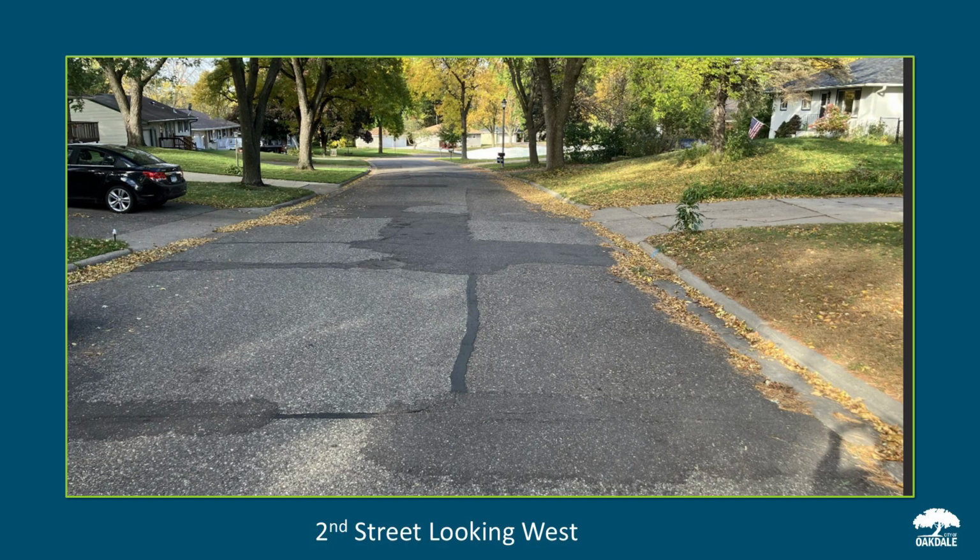Now we'll take a look at this project as it relates specifically to this neighborhood. We have a series of pictures that will show the existing conditions of the roadway. This is a picture of 2nd Street looking to the west. As you can see, there's been a lot of patching that has occurred in this area, and you can even see different colored patching, which indicates that's occurred several times over the years in the same place. It also indicates where we've had water main breaks.